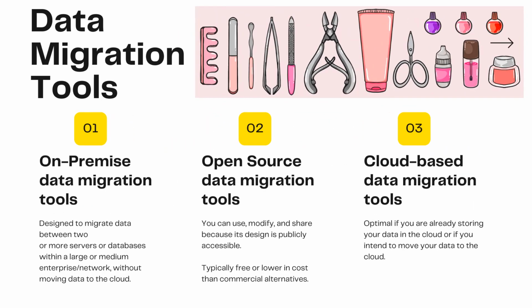Tools. There are three types of data migration tools available. On-premise data migration tools. On-premise solutions are designed to migrate data between two or more servers or databases within a large or medium network, without moving data to the cloud. These solutions are optimal if you are performing tasks like changing data warehouses or moving the location of your primary data store.